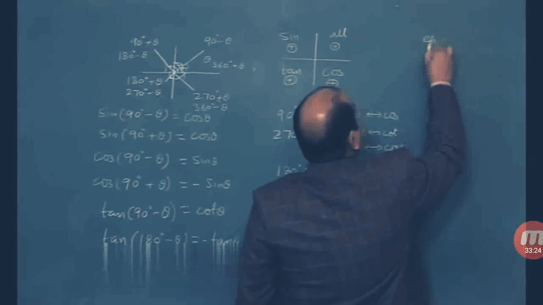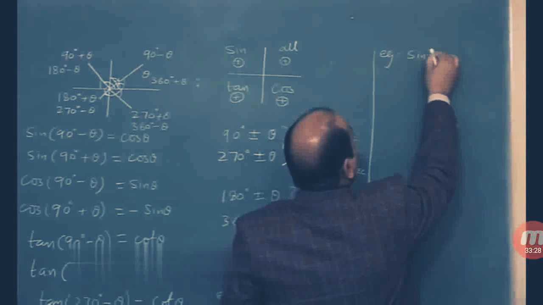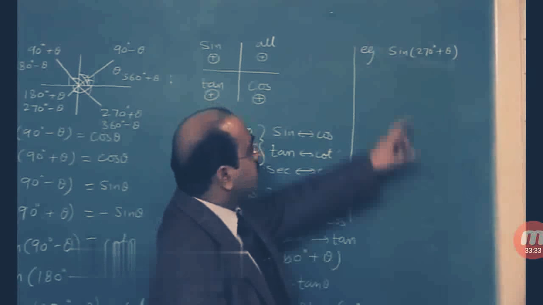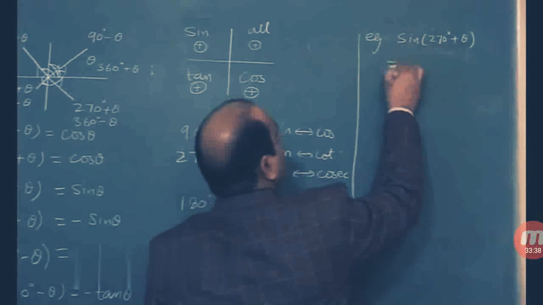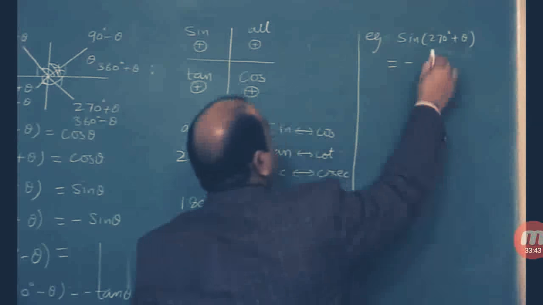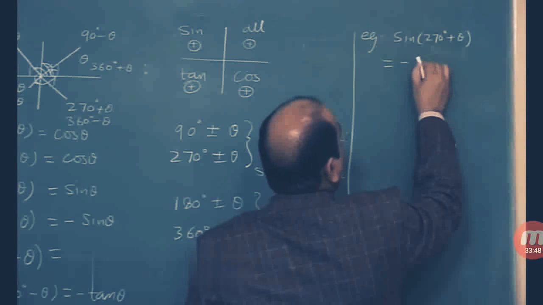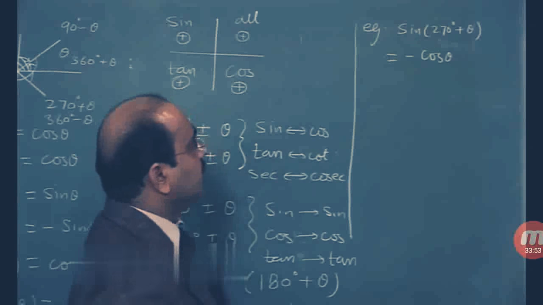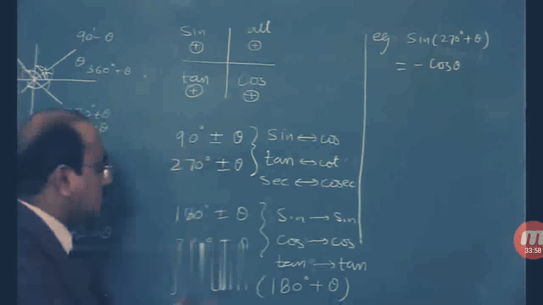Another example. Suppose we want to find sine 270 plus theta. This is the angle of the fourth quadrant, 270 plus. And in the fourth quadrant, sine is negative, because in the fourth quadrant cos is positive. And since it is with 270, will it change or not? It will change. It will become cos. This is the answer. So it is easy to write plus and minus, and whether to change or not, it is quite easy to verify from these rules.